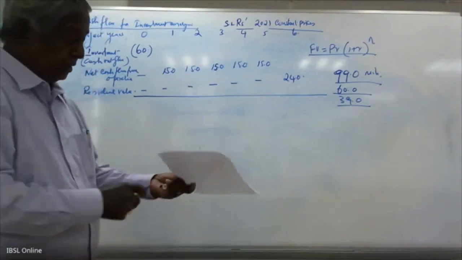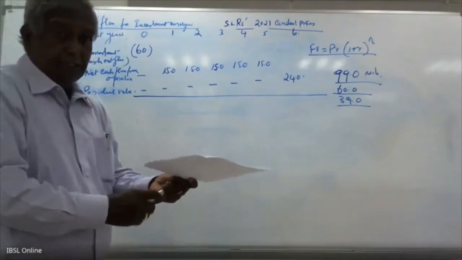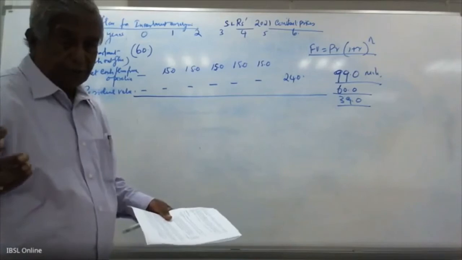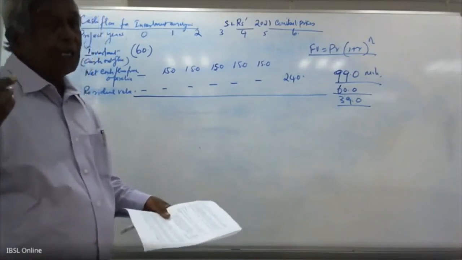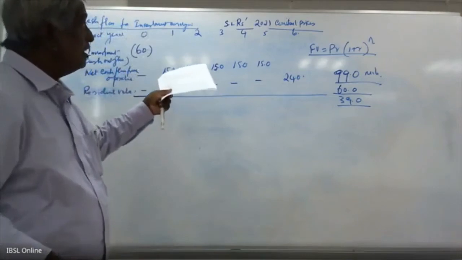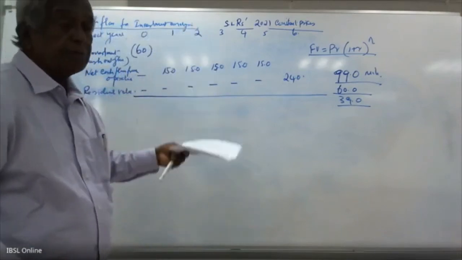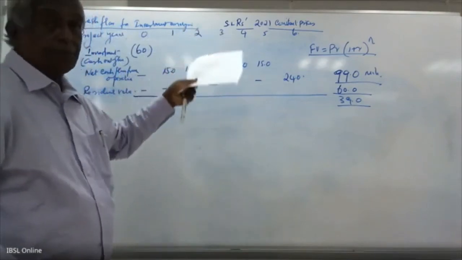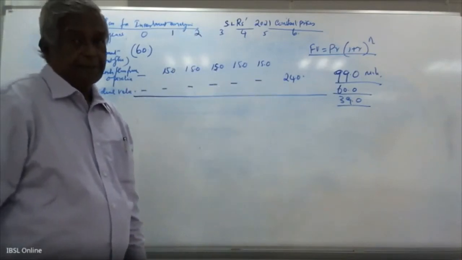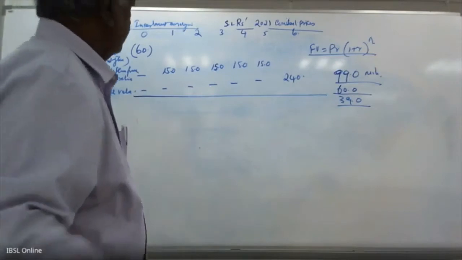Right. So these are certain basic things. When you do the calculation for your exams, all these things should come. Cash flow for investment analysis should come. Then what currency should come, and what prices should come. You must mention that it is constant prices.